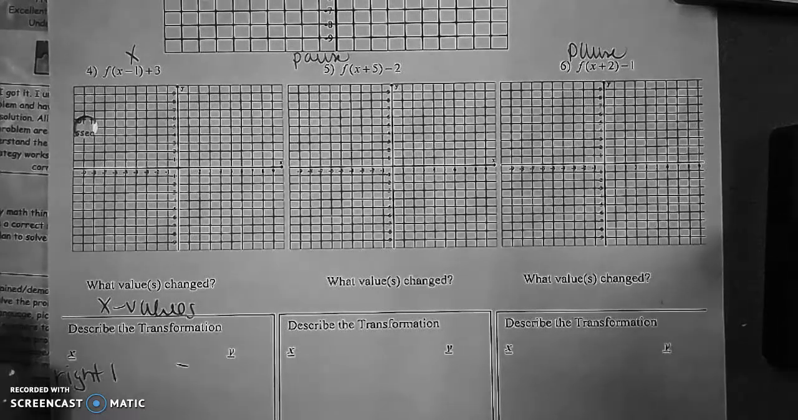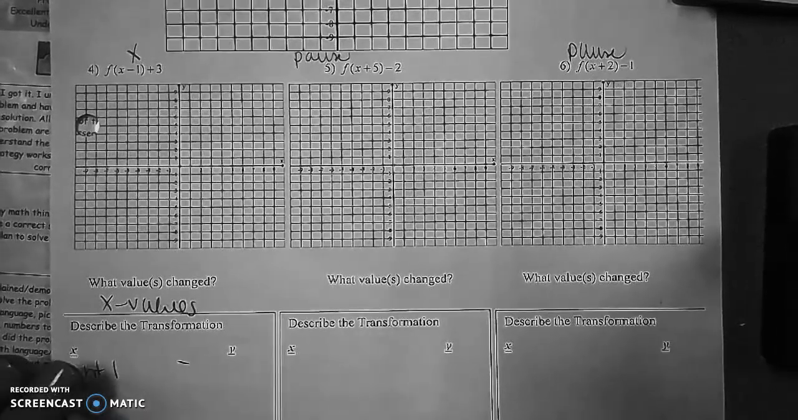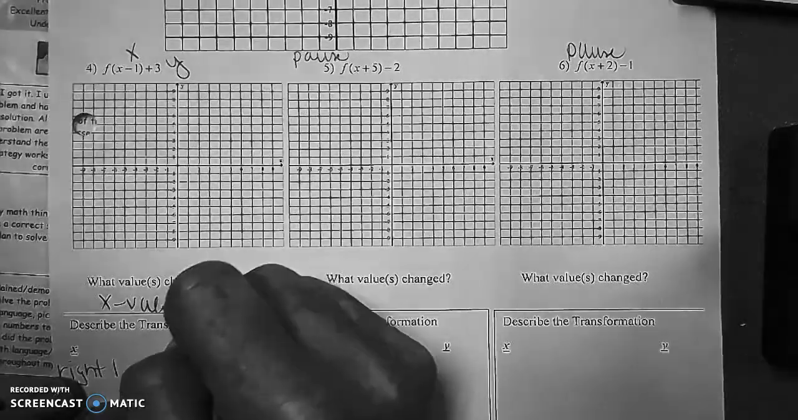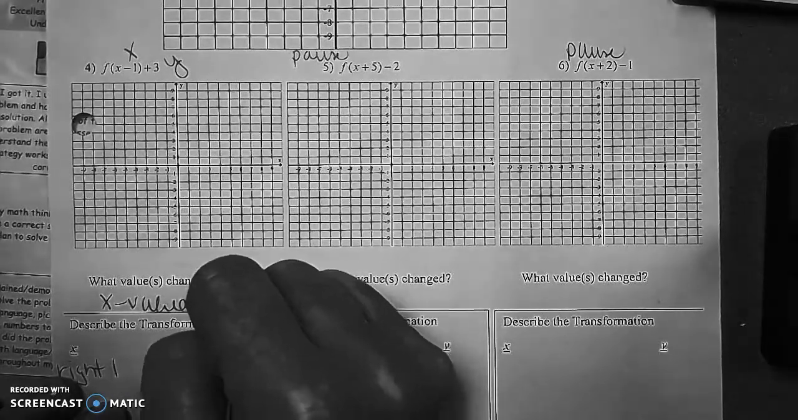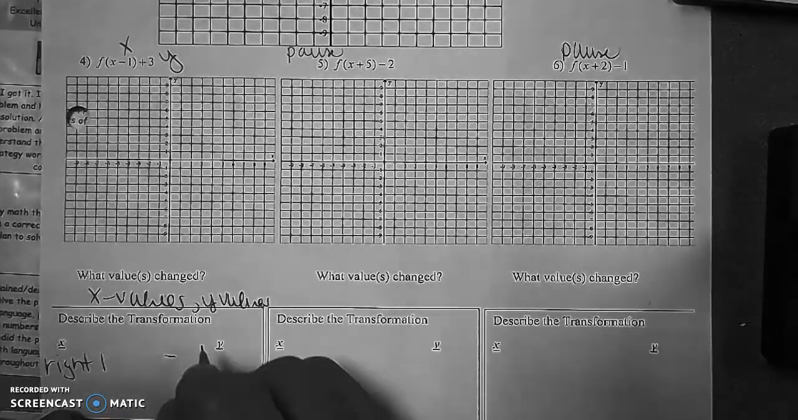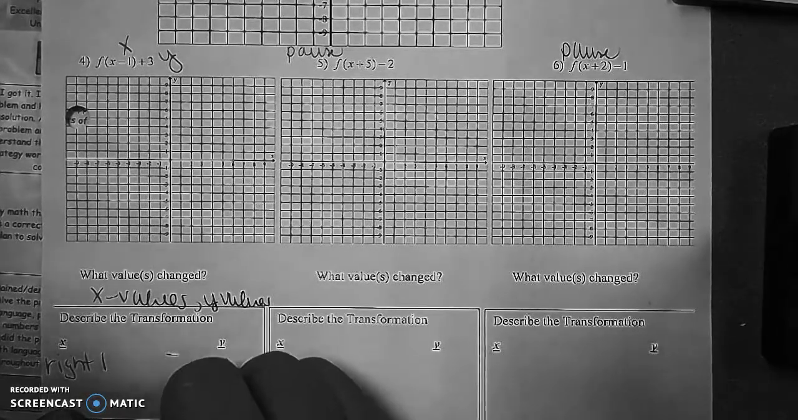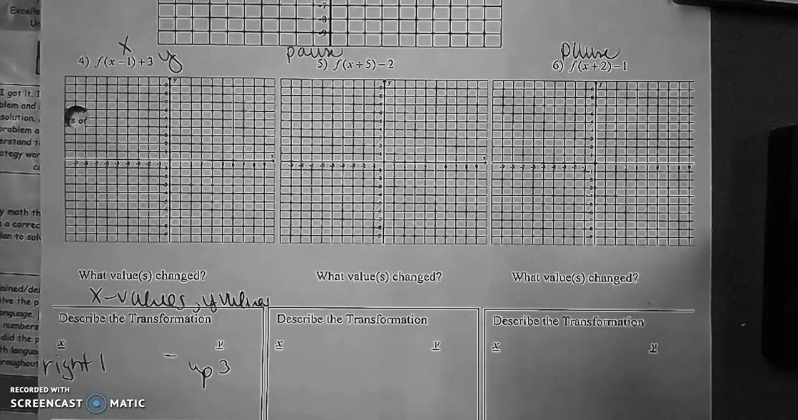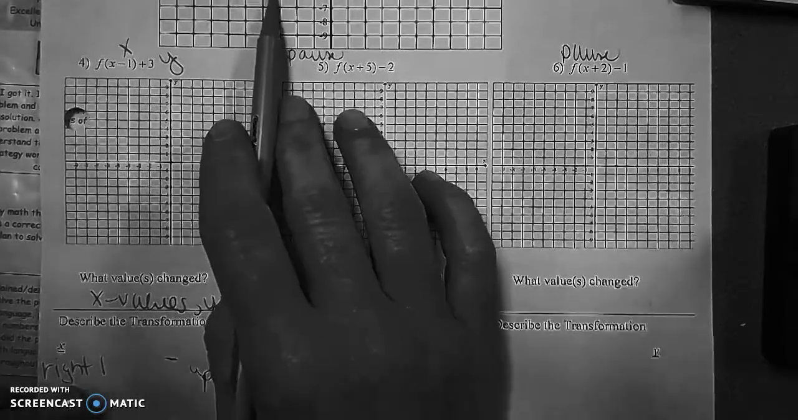What does this plus 3 outside the function do? Do you remember? That changed the y values. So in this, actually both x and y are changed. So how are your y's changing? Up 3. So let's actually translate that. I'm going to go point by point.